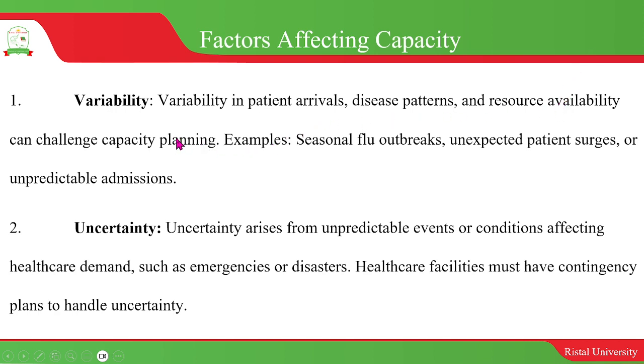So whatsoever the case, ideally we are supposed to have enough resources to be able to cope with these changes that happen without expectations. But many times it's not easy. Our health systems are not flexible. We don't have all those resources. We are giving some examples here, like seasonal flu outbreaks, where you see many patients coming to the facility with almost similar symptoms, and then unexpected patient surges or unpredictable admissions.